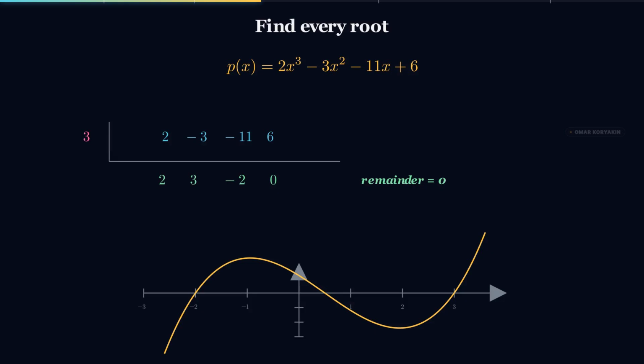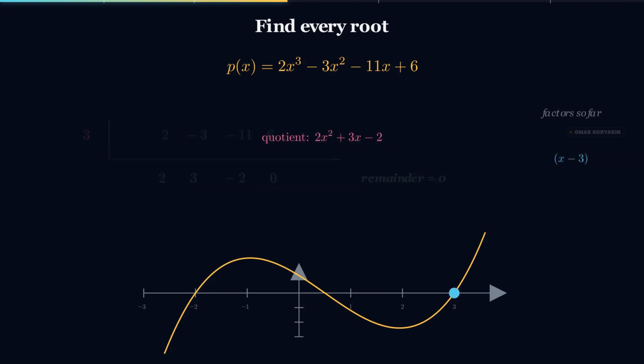Run synthetic division with 3 on the left. Bring down the 2. Multiply 2 times 3 is 6. Add to negative 3 to get 3. Multiply 3 times 3 is 9. Add to negative 11 to get negative 2. Multiply negative 2 times 3 is negative 6. Add to 6 and the remainder is 0.